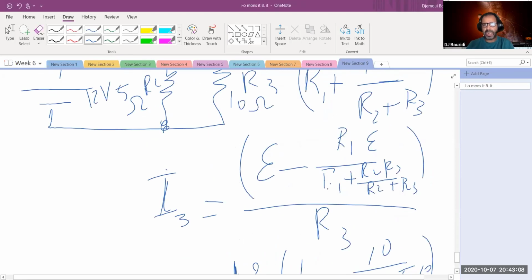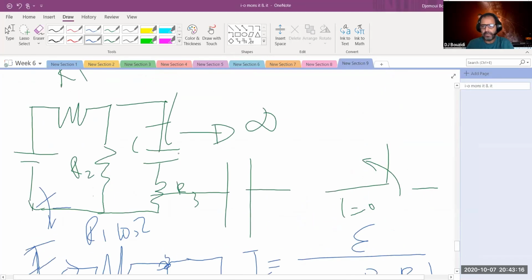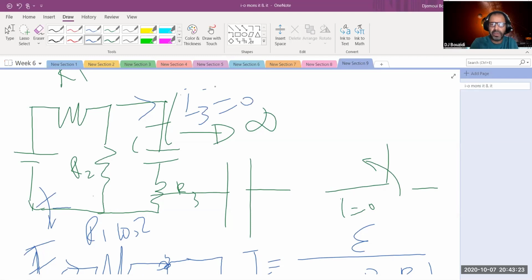Now, the second question asks, you wait for a long time after the switch is closed, how much is the current through R3? Go back to the original circuit. Well, this is an open circuit now. There is no current going through this area at all. So I3 is 0, if you wait for a long, long time.